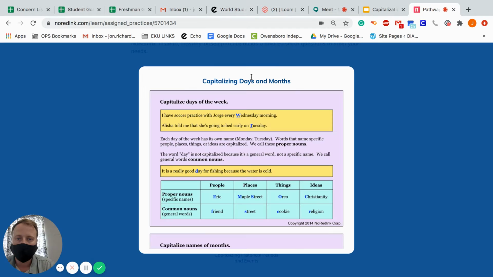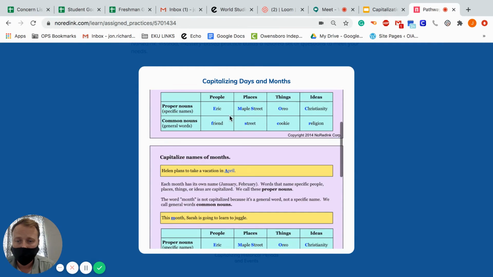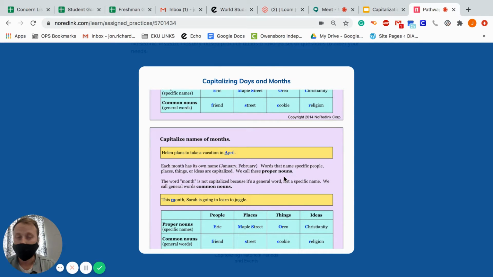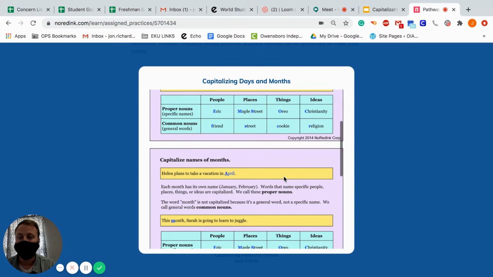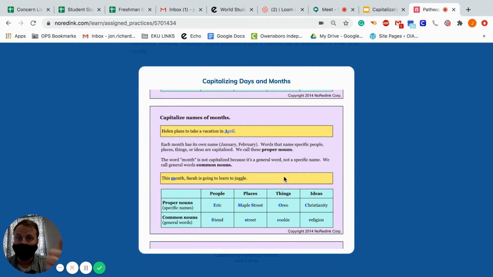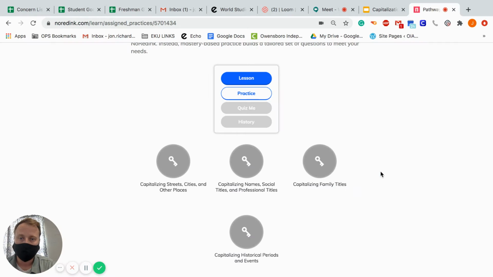So this lesson, if we click on it, we can look at it quickly, and it says capitalize days of the week and capitalize months. We should know that by now, but in your writing, I'm noticing that you're forgetting to capitalize those, okay? Also, do not capitalize the word day or the word week or the word month because they're not proper nouns. They're not names, okay? So we do not capitalize those. Those are common nouns. So let's go to the practice.